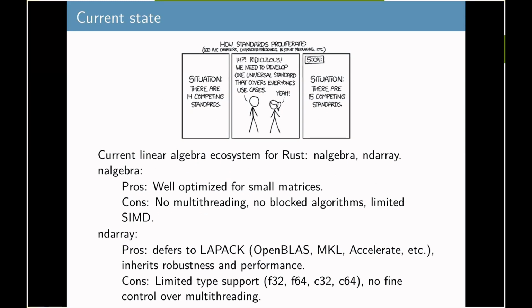So why make a new library rather than contributing to existing ones? Well, first of all, let me talk about what the ecosystem for Rust looks like on the linear algebra side. We have two main libraries for large scale linear algebra, which are nalgebra and ndarray. So nalgebra is the well-established standard for Rust currently. It's very well optimized for small matrices, and it has a very convenient API.